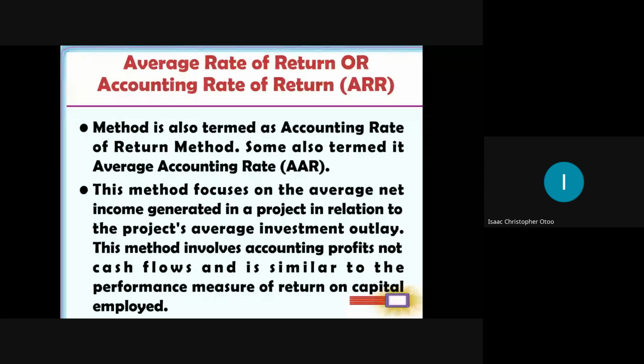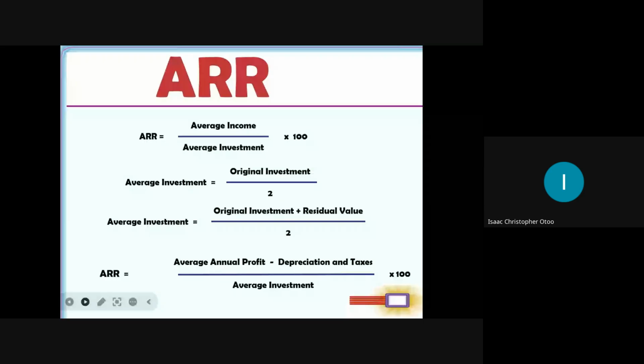Average rate of accounting is about... Good. So let's look at the formula here. I wish you would write it down or take a picture of it. So the accounting rate of return is calculated in percentage.